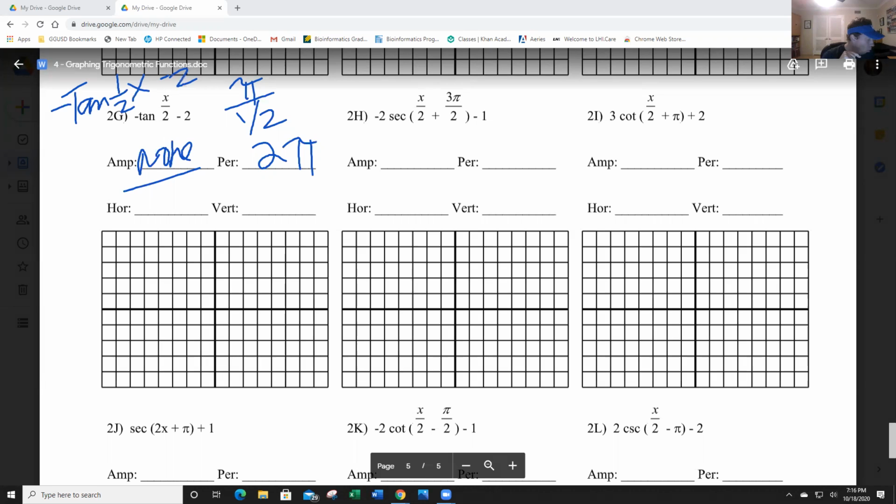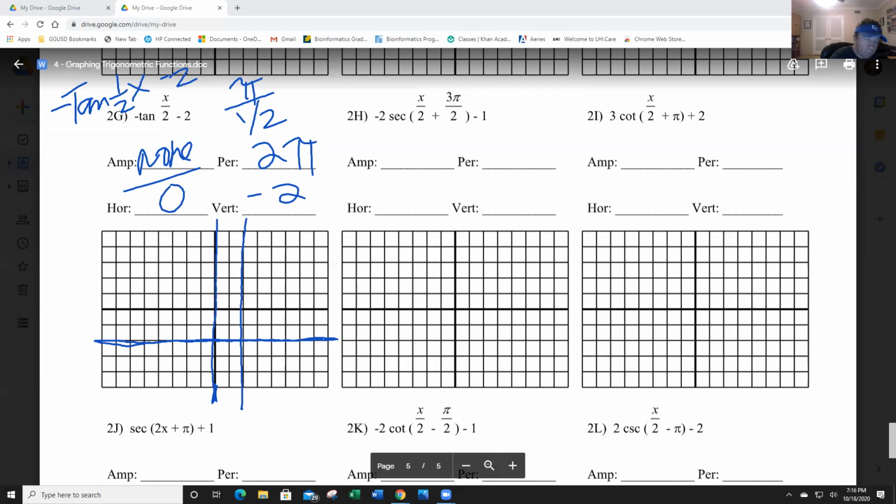Okay. The horizontal shift, there isn't one in this case. We got a break on that one. And the vertical shift is going to be down a couple. All right, down 2. So there's the midline of this situation. And we're going to go ahead and start here. And we know in this case that the period's 2 pi. 2 pi is 4 boxes. So I'm going to go 2 boxes on each side.